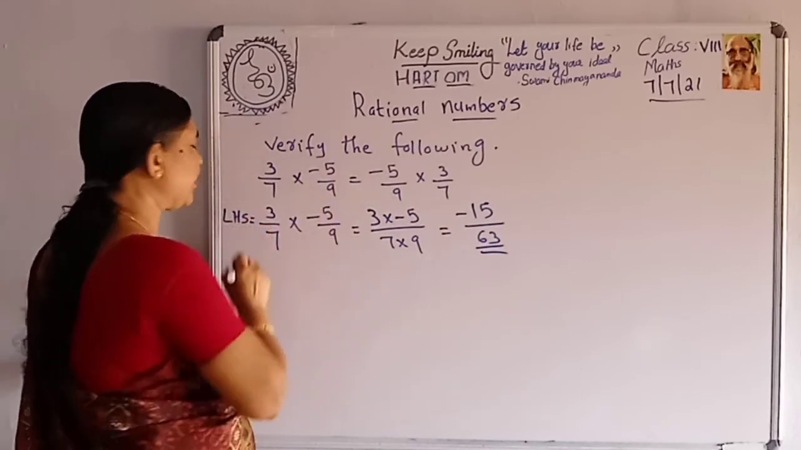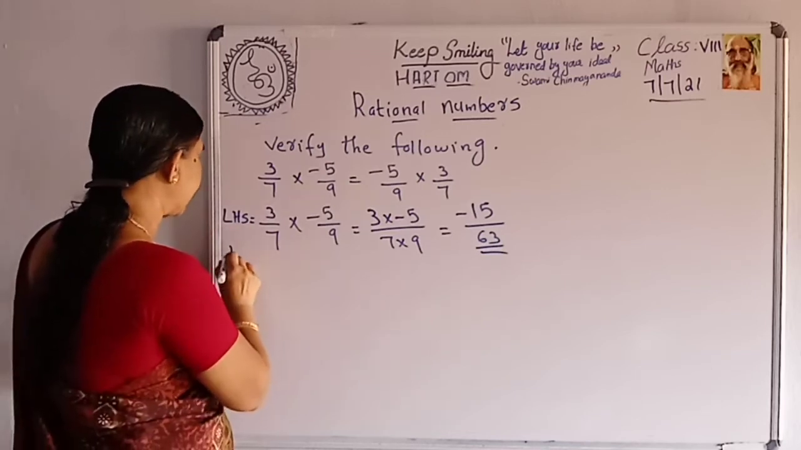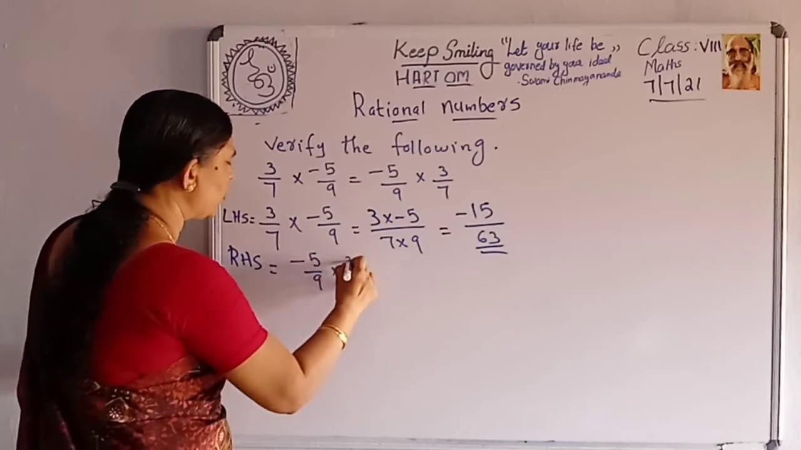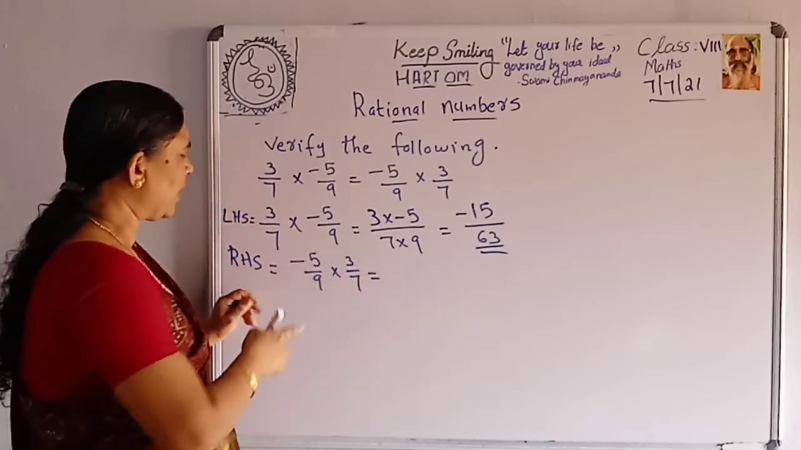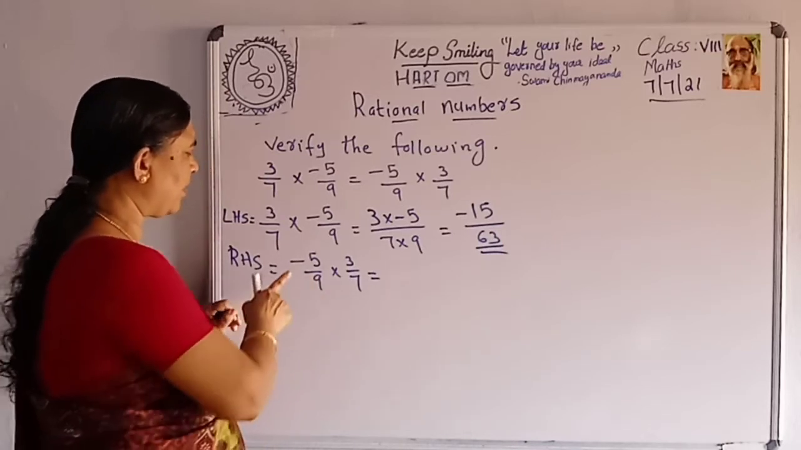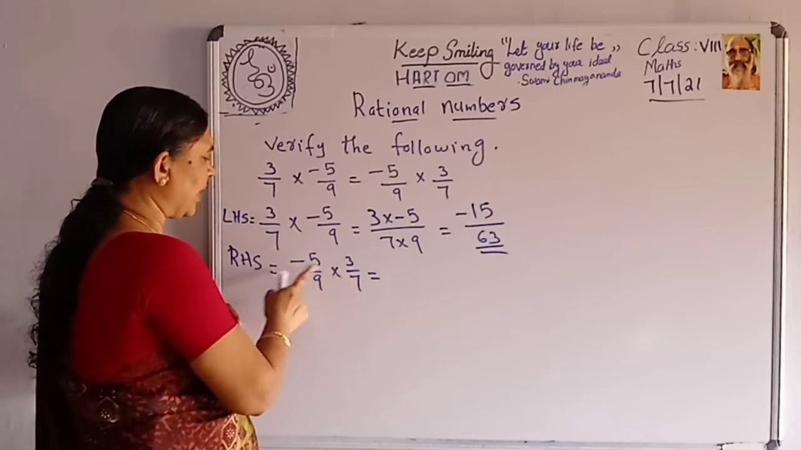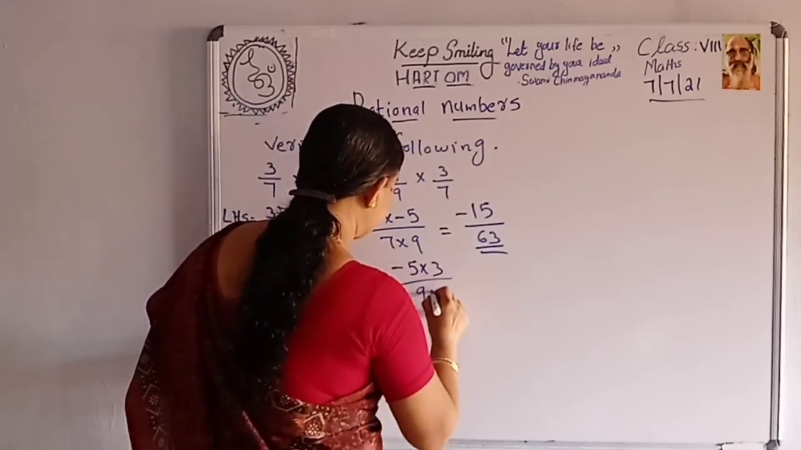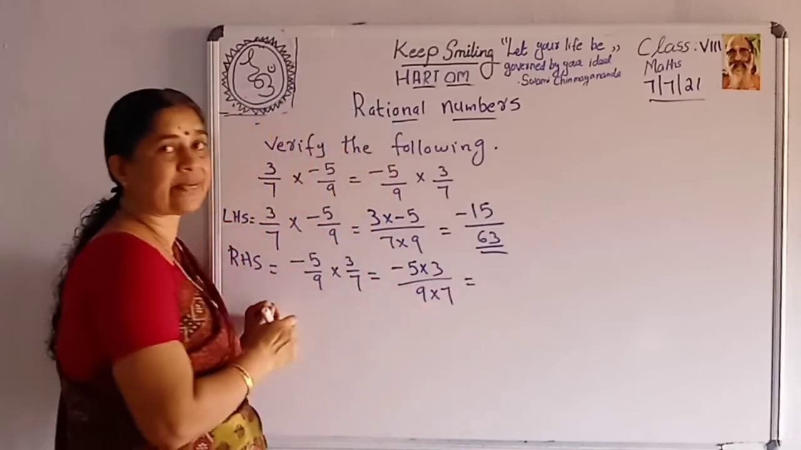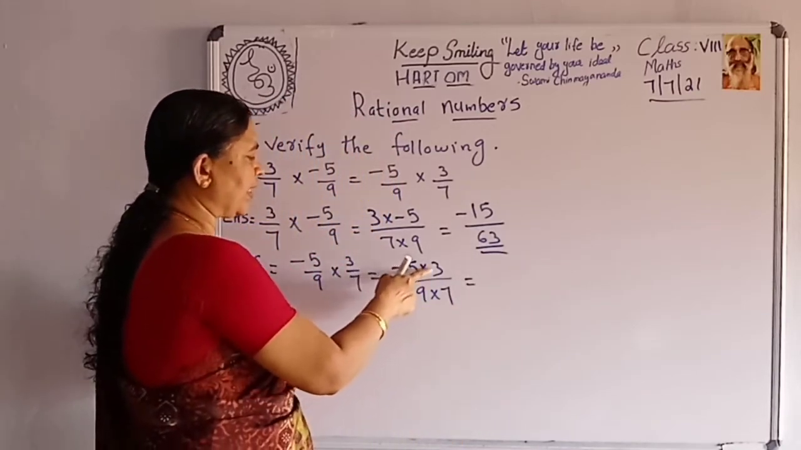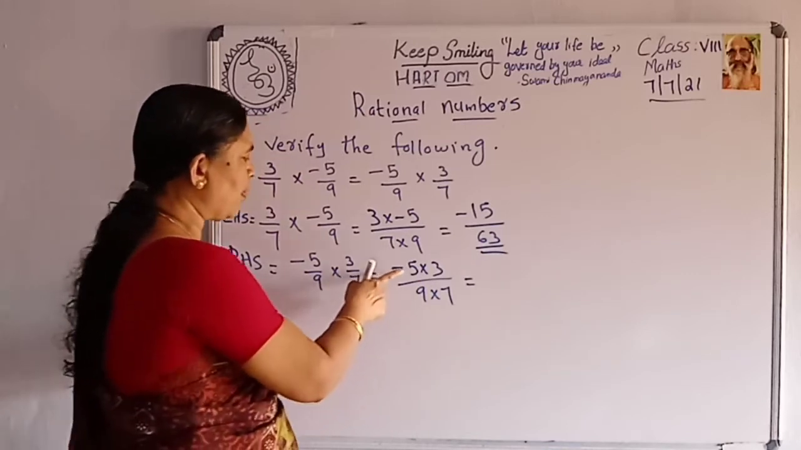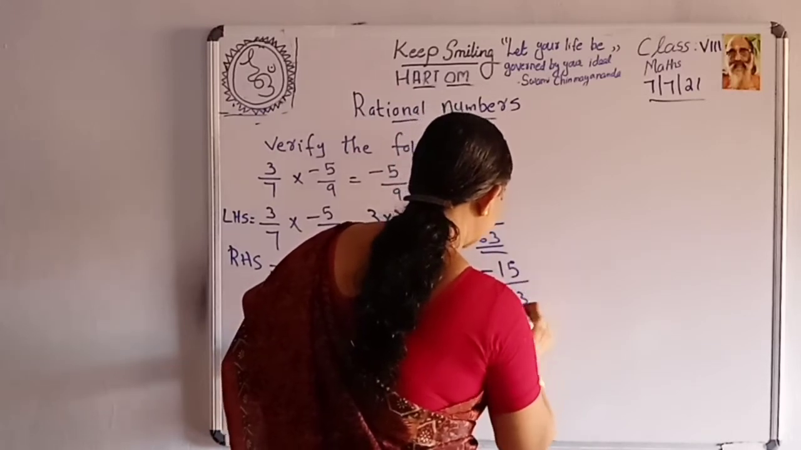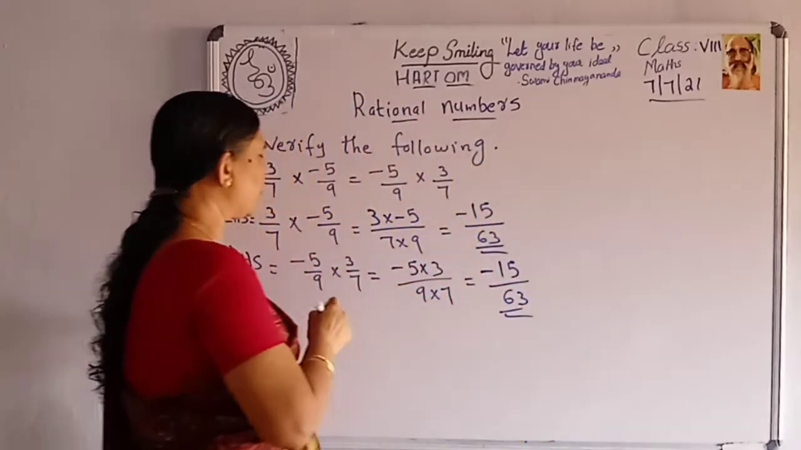LHS means left hand side. Then we can find the RHS. RHS is equal to minus 5 by 9 into 3 by 7. To multiply minus 5 by 9 into 3 by 7, we multiply first minus 5 into 3, minus 5 into 3 by 9 into 7. Now, what is minus 5 into 3? One is positive and the other is negative, so the answer is negative. So minus 5 into 3 is minus 15 by 63. So we got the answer.